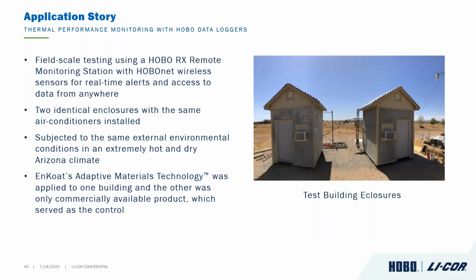How they use these tests is they use both our MX1101 and our HoboNet temperature and relative humidity loggers, or sensors, excuse me. They use that in two identical enclosures in this picture included. The one on the right has the Encoat coating, whereas the one on the left does not. What they did was subject these to the same external environmental conditions on an extremely hot and dry day in the Arizona climate. And using Encoat's adaptive materials technology, they were able to apply this to one building and leave the other. And from there, we can look at the results in our LiCore cloud platform.